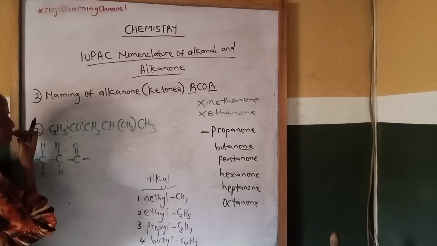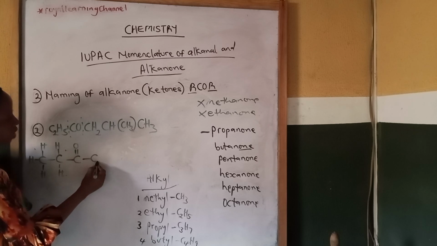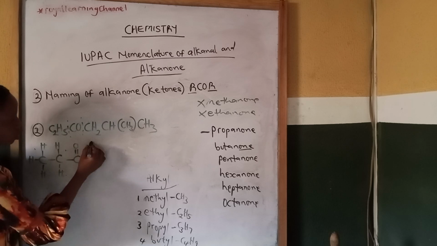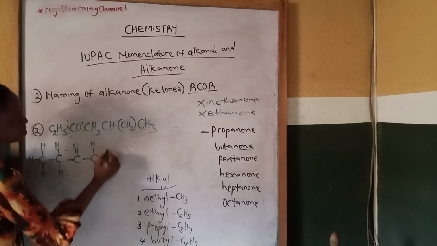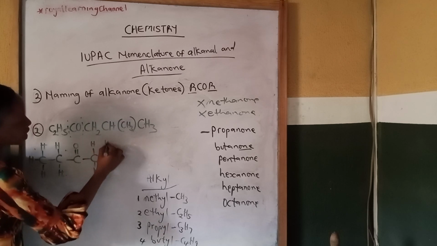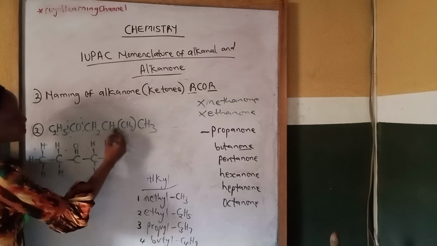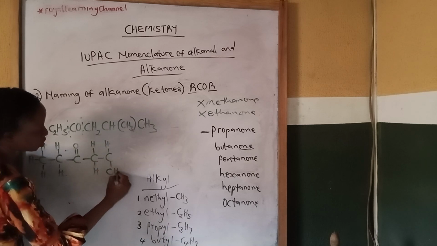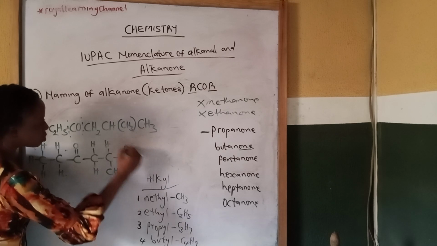Then at this side, we have 1 carbon atom with 2 hydrogen atoms, 1, 2. Then followed by C with 1 hydrogen atom. Then CH3 should be what? A substituent, because it is part of this CH. So CH3, then C with 3 hydrogen atoms.